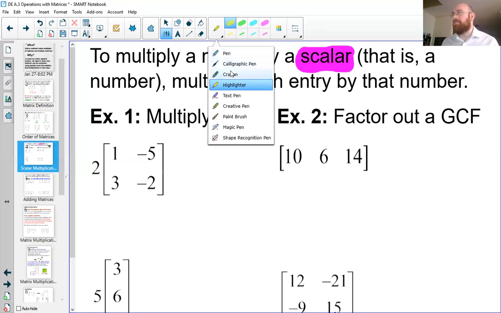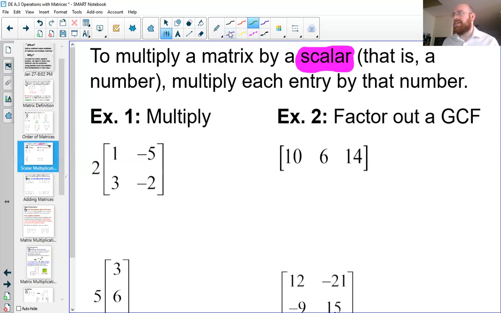The important takeaway from this slide is that we can multiply a matrix by a scalar. We do that by multiplying each entry inside the matrix by the number on the outside. Think of it like distribution on steroids. So if we want to multiply this matrix by 2, we distribute this 2 into every entry in the matrix. So our new matrix would have 2 times 1, 2 times -5, 2 times 3, and finally 2 times -2.